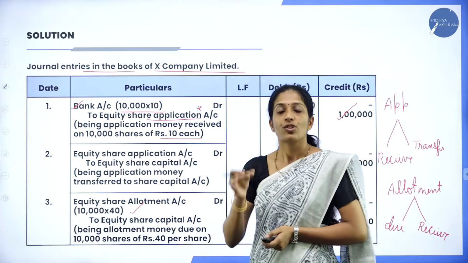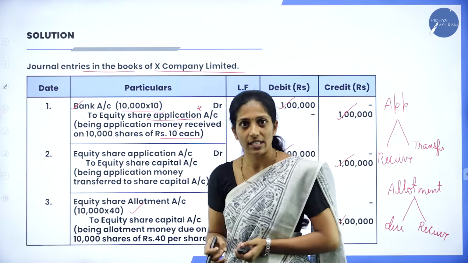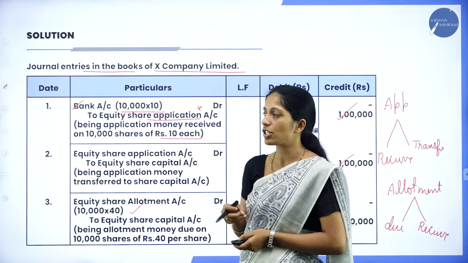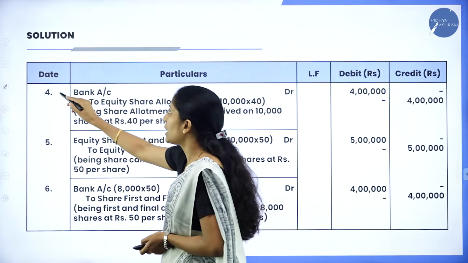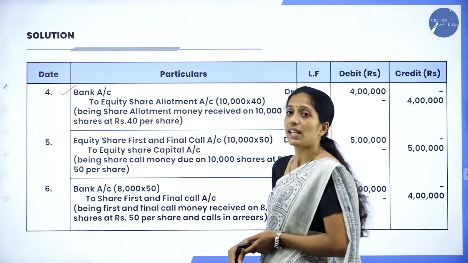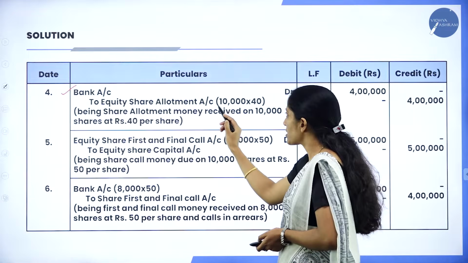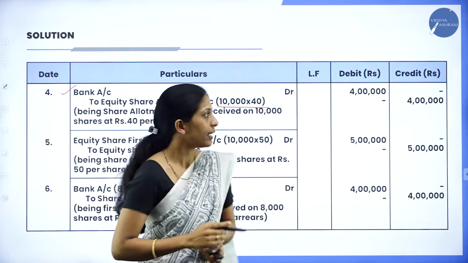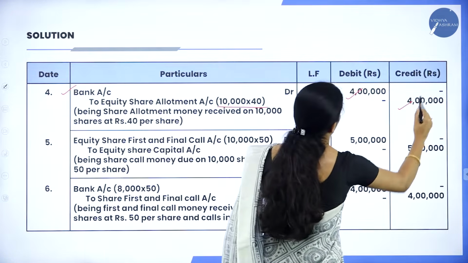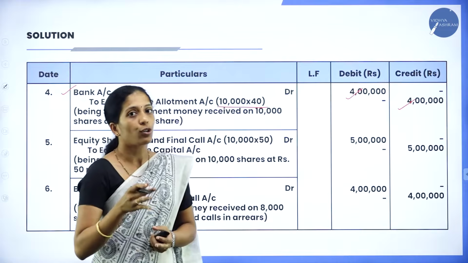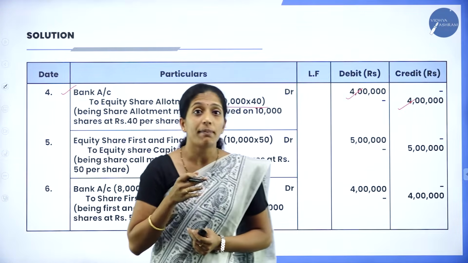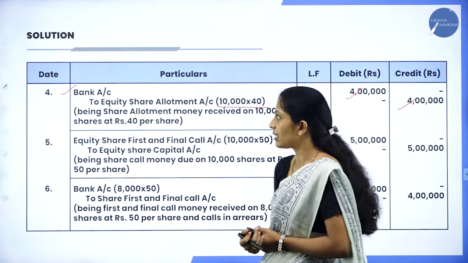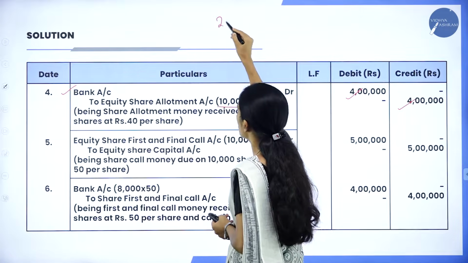Now receiving. In the allotment stage, all the shareholders have given the amount. In the sense, we have received all the amount in the allotment stage. So what is your fourth entry? Bank account debit to equity share allotment account. So you have received all the amount. 10,000 into 40, that is 4 lakh, 4 lakh on the debit side and 4 lakh on the credit side. What would be the narration? Being allotment money received on 10,000 shares of rupees 40 each. Now we are done with two stages.